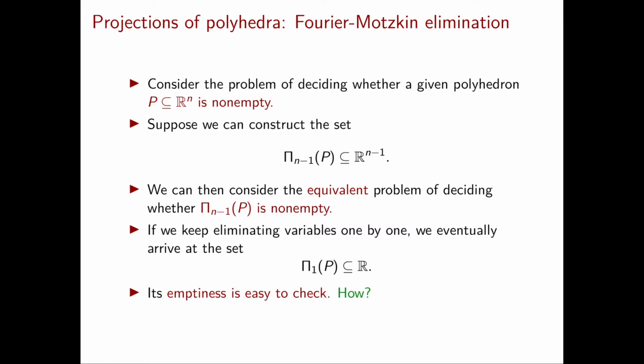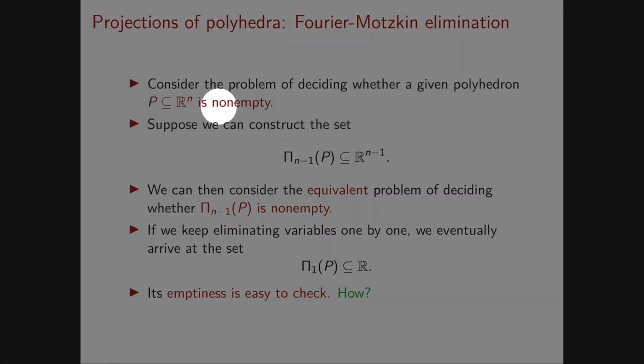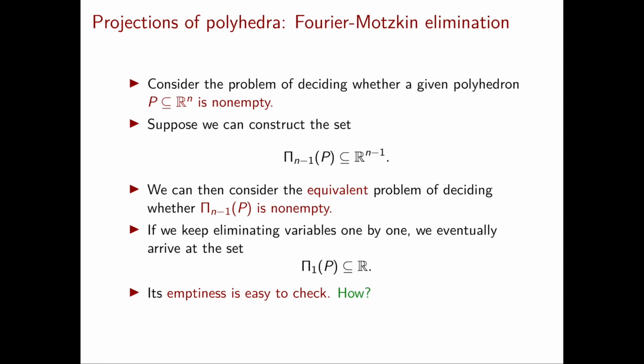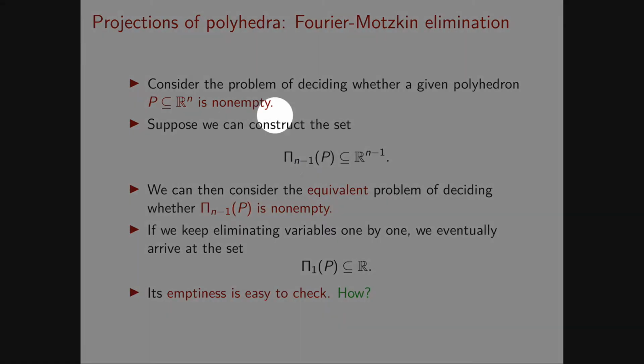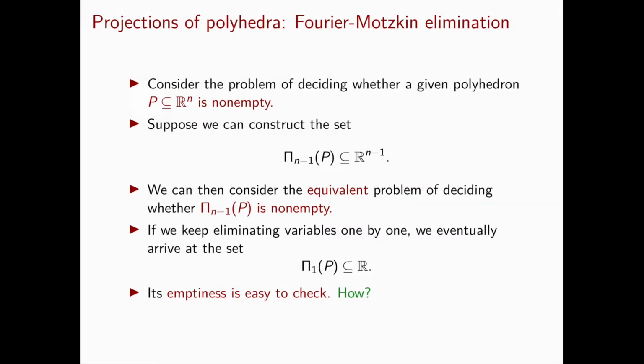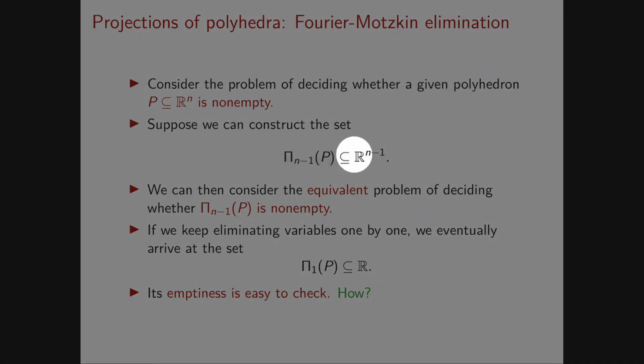Projections of polyhedra are extremely useful for a number of different reasons. For example, here we consider the problem of deciding whether a given polyhedron P is non-empty. So this is not a trivial task in general, and in fact you can show that this problem is computationally as hard as linear programming. But how can we use projections to solve this problem? Well, suppose that we can construct the projection of P onto the first n-1 components, which is capital Pi n-1 of P. We just said that P is non-empty if and only if this projection is non-empty. Therefore, we can just forget about the original P and instead solve this problem over this n-1 dimensional projection.